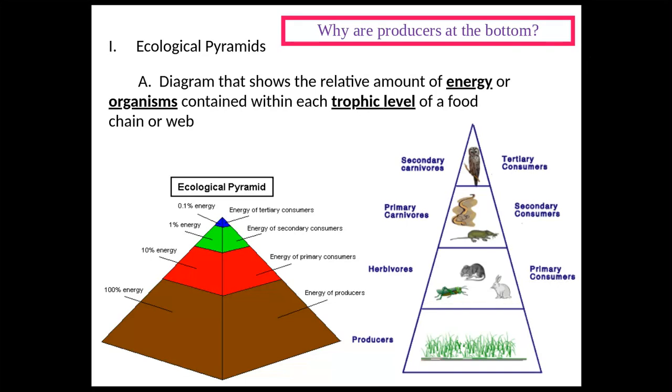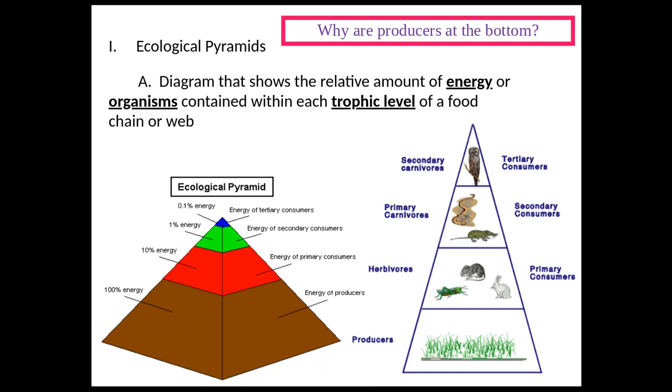Hey everyone! Today we are going to talk about ecological pyramids and then talk about the interactions amongst animals and the relationships that they have. So, if you notice here on the first slide, we have an ecological pyramid. It's a diagram that shows the relative amount of energy or organisms contained in each trophic level.